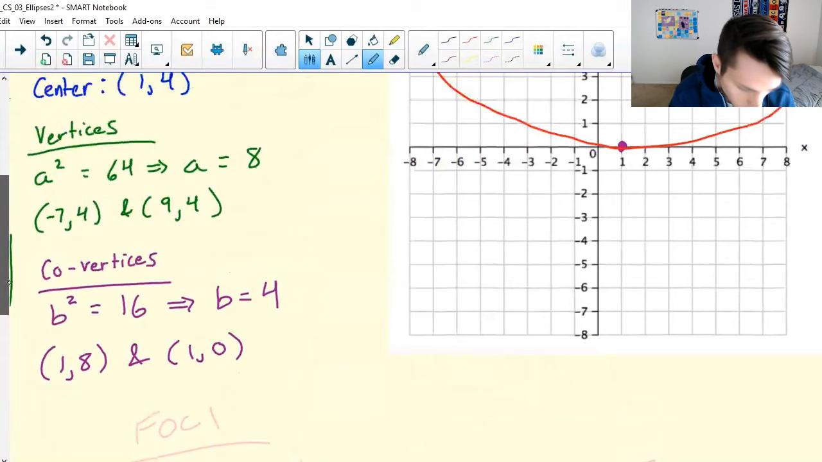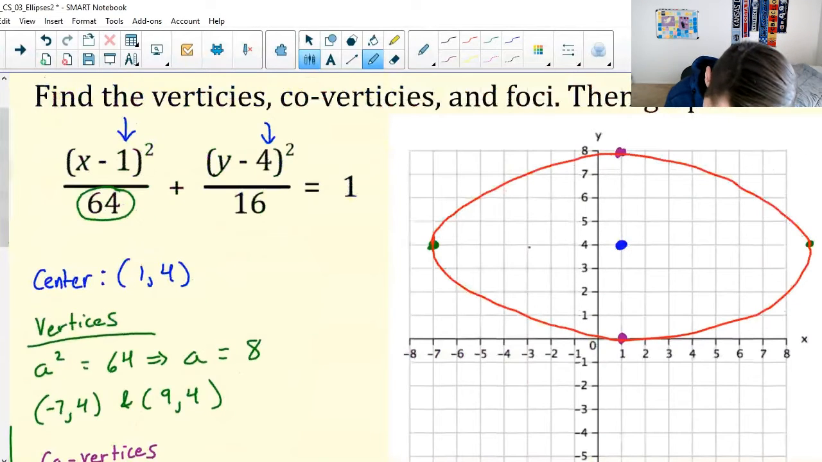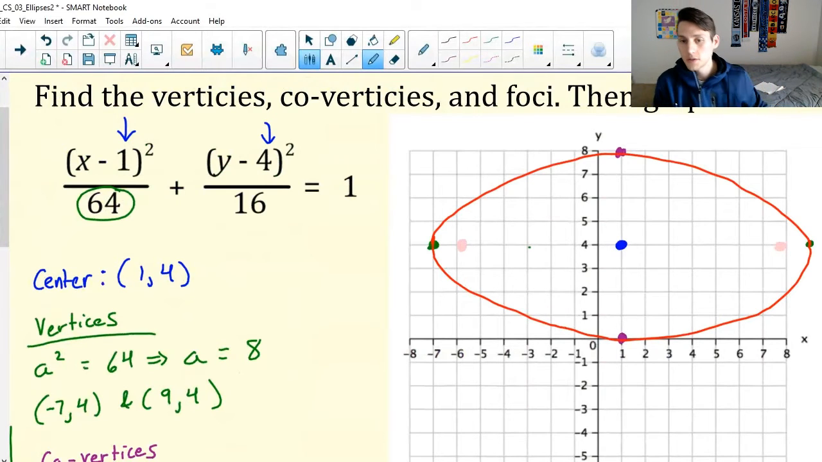So 1 plus 4 root 3, that's almost 8. It's like 7.9. So there's 1 foci and then 1 minus 4 root 3. Negative 5.9, so almost negative 6. So there's my 2 foci.